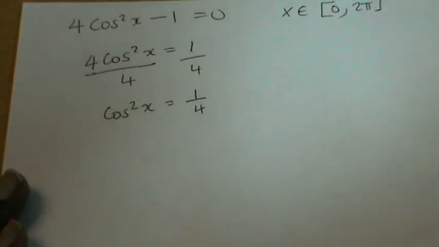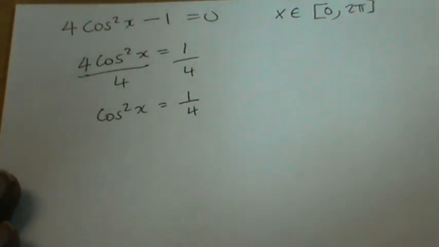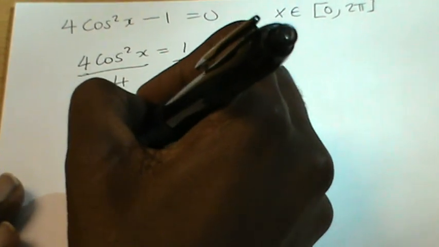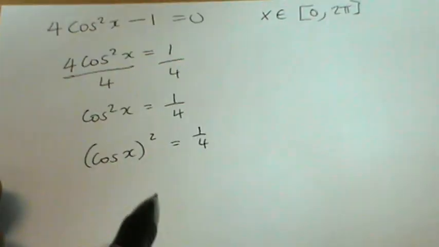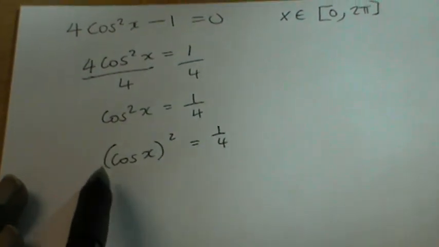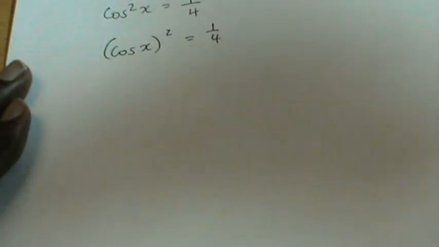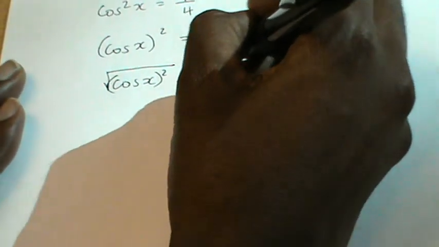Okay, now I need to make cos x the subject. Now remember what this means, cos squared x. This means the same thing as this, cos x squared is equal to 1 over 4, because this is just a shorter way of writing this. They mean exactly the same thing. And when we want to get rid of a square, what do we do? We take plus or minus the square root on both sides. So this is equal to plus or minus the square root of 1 over 4.